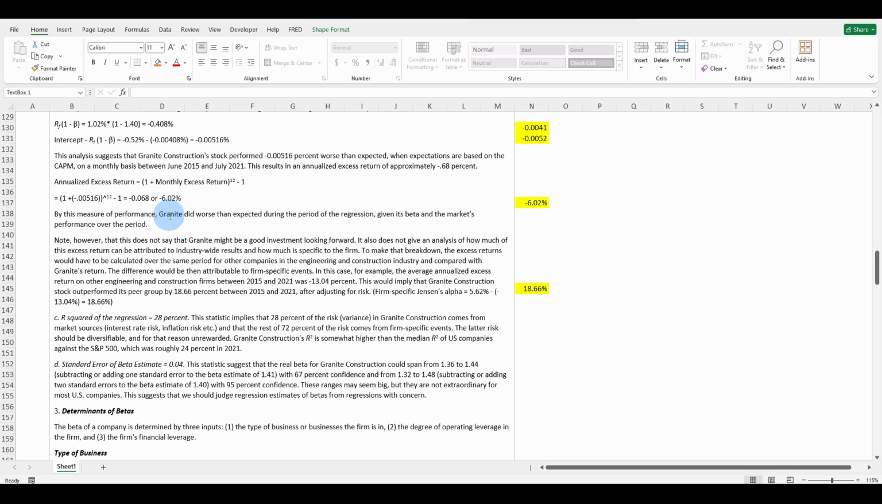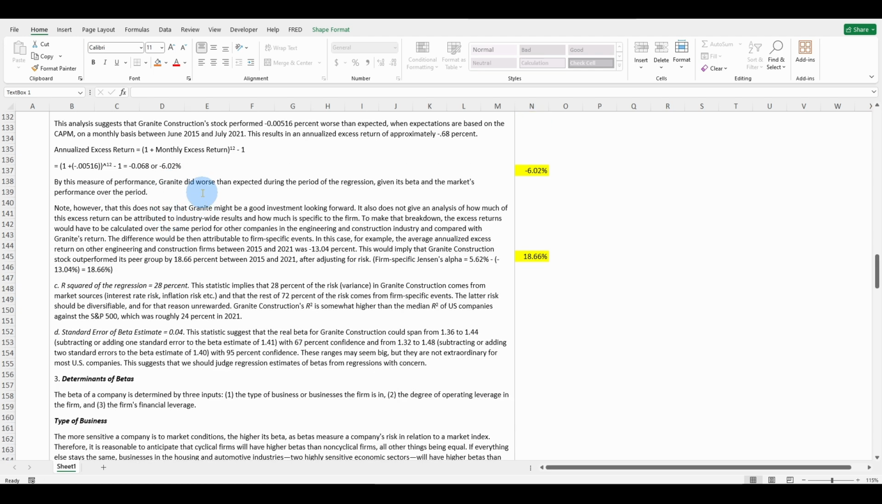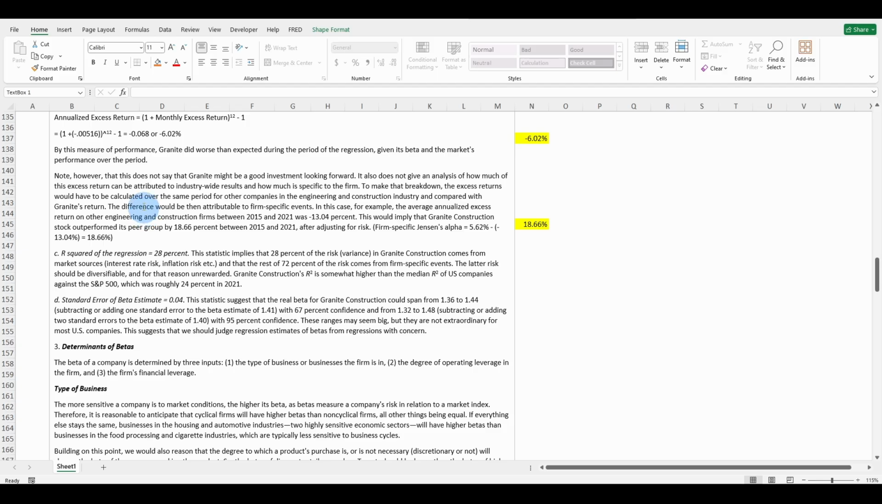By this measure of performance, Granite did worse than expected during the period of the regression given its beta and the market's performance over this period. Note, however, that this does not say that Granite might be a good investment looking forward. It also does not give an analysis of how much of the excess return can be attributed to industry-wide results and how much is specific to the firm.